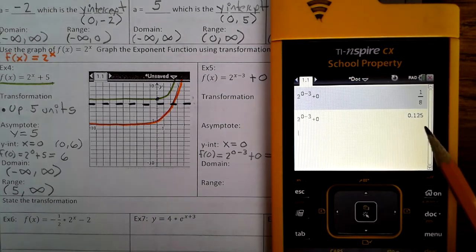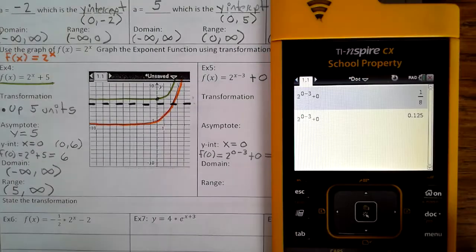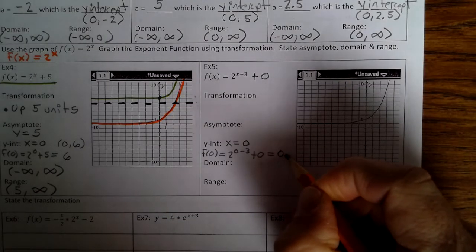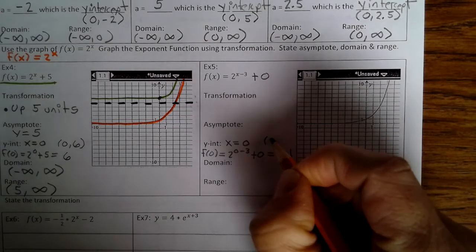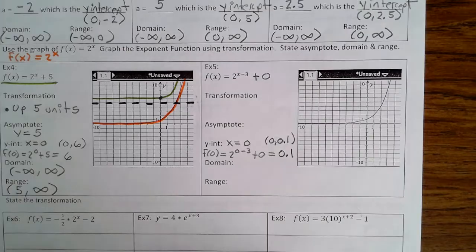Okay. So our y-intercept is 0, 0.1. So really, that is about right there. That's about the best you can do, is kind of approximate that. Okay.